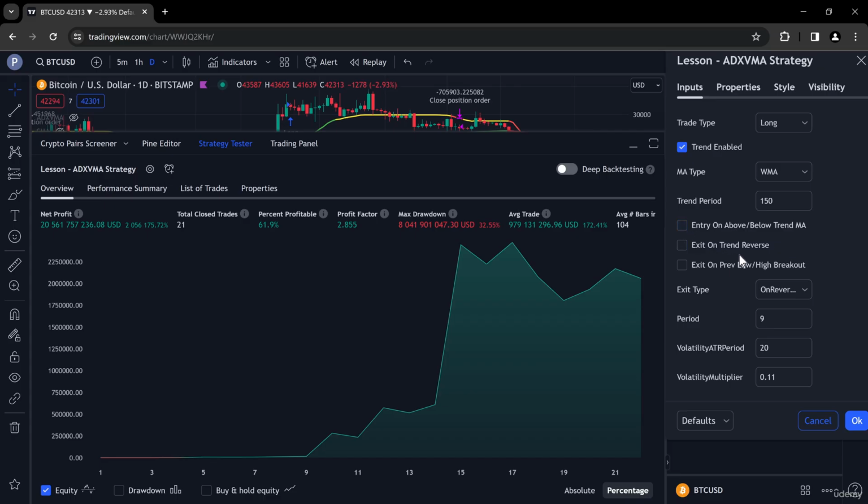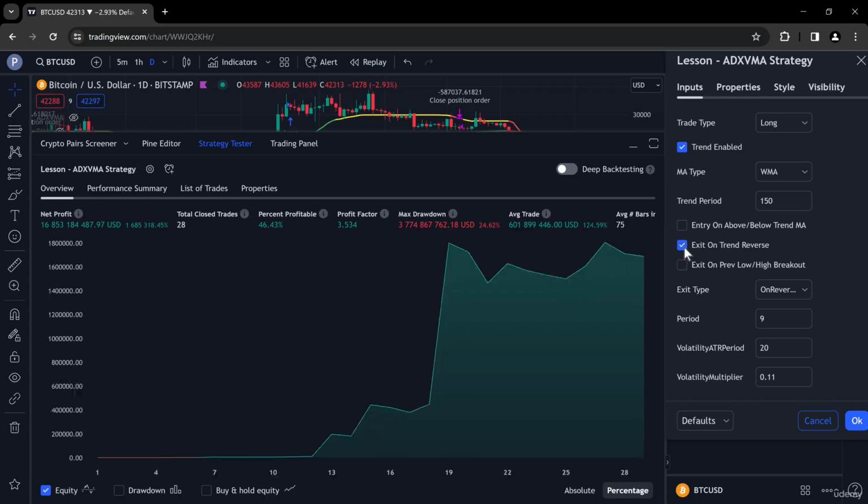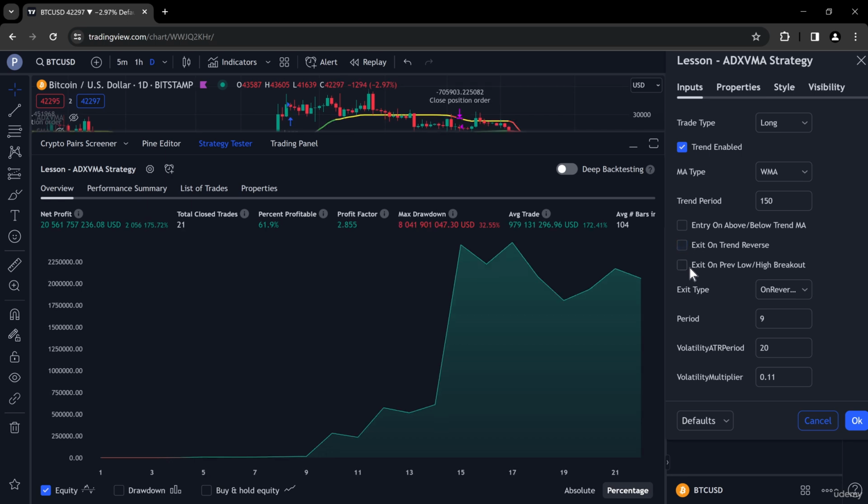Exit on trend reverse means that when this parameter is enabled, the strategy additionally is going to exit when the trend moving average reverses from long to short and the other way around. The next parameter is exit on previous low high breakout, meaning that when price breaks the previous low or high, then the strategy will exit.